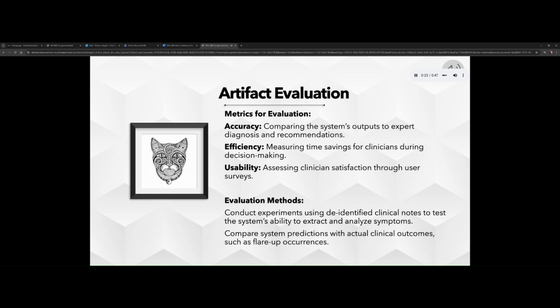And then we're going to look at the evaluation methods. We can conduct experiments using de-identified clinical notes to test the ability of our system, and we can also test its ability to extract and analyze. The second method we can use is comparing system predictions with actual clinical outcomes such as flare-up occurrences.